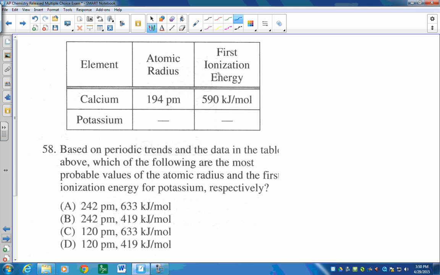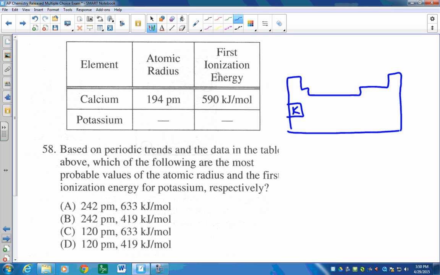Okay, this one, I love this problem because this was chapter 8. So let me just do the periodic table. Okay, I just want you to see this. This is potassium. This is calcium, both in the fourth period. We learned that the radius decreases left to right. It doesn't have anything to do with shells and shielding electrons, because potassium and calcium both have 4 shells and they both have 18 shielding electrons.